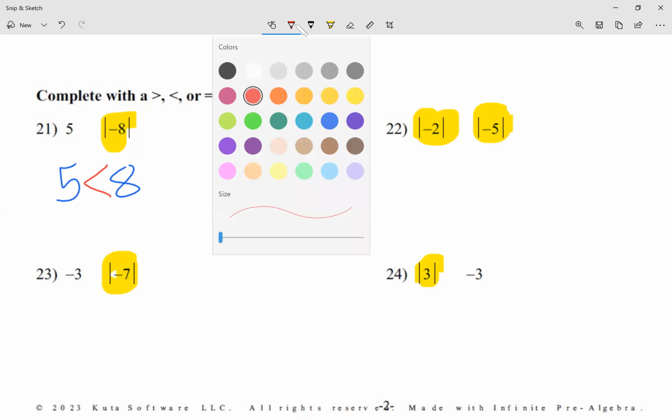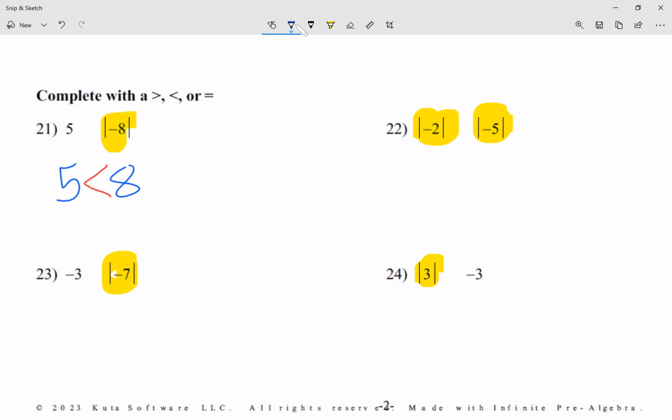Now, question number 22. First, I'm going to look at this as positive values because of the absolute value sign. So I'm comparing 2 and 5. And then I ask myself, okay, which one's bigger, the 2 or the 5? If I was to put them on a number line, which one is farthest to the right? That's the bigger number. In this case, 5. So it looks like a mouth that wants to eat the big number. So it goes like that.